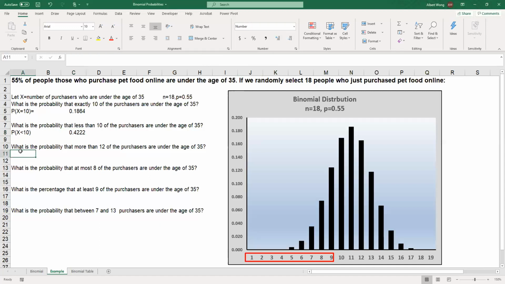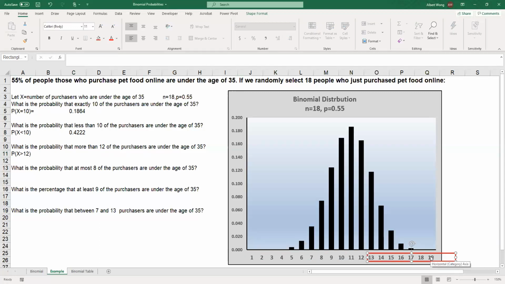Now the next one, what's the probability that more than 12 are under the age of 35? So more than 12 is probability of x is bigger than 12. So how do we do that? Again, if you use the number axis, more than 12 means 13, 14, all the way to 18, but 12 is not included, right? So how do we calculate that? We have no way of calculating this directly.